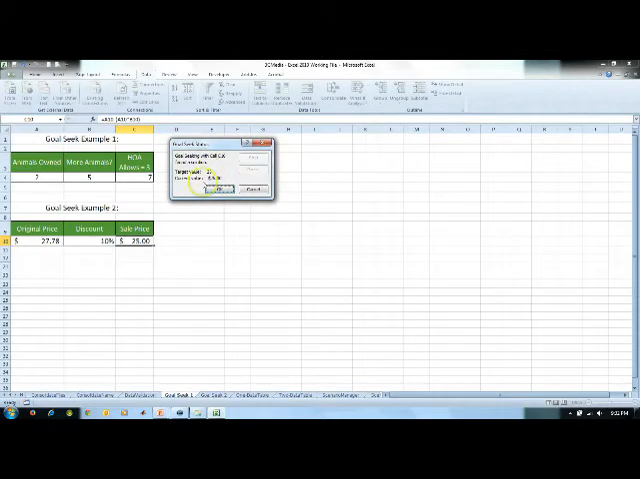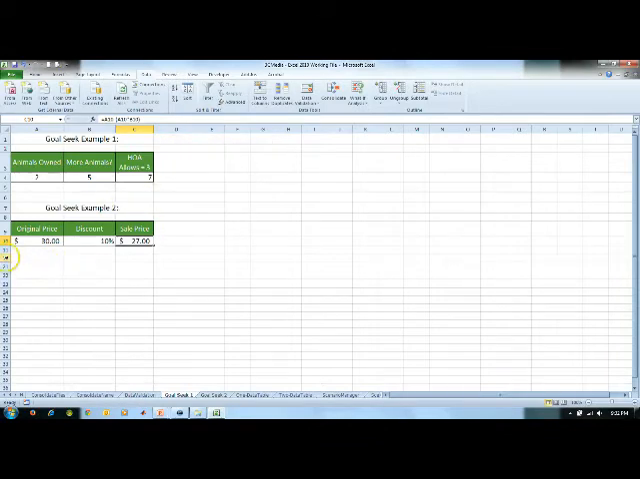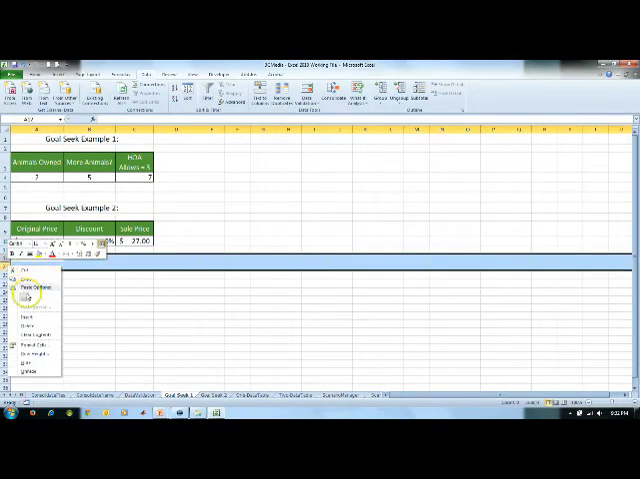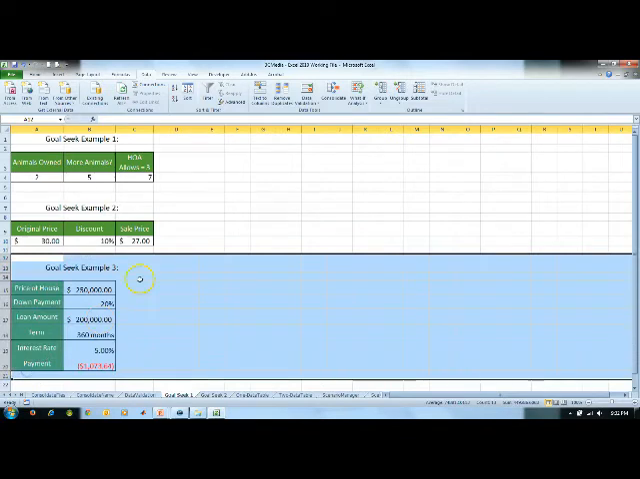And Goal Seek found a solution. The original price has to be $27.78 with a 10% discount to have the sales price of $25. So on that one, I showed you both: by changing the discount we can find $25, or changing the original price we can find $25. Let's try one more example, a little bit harder.